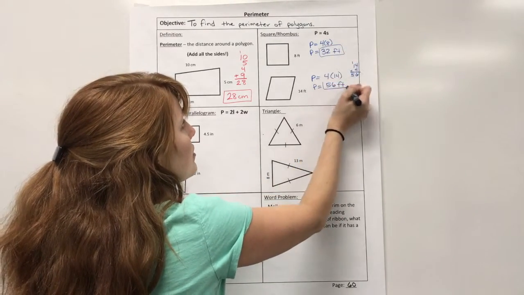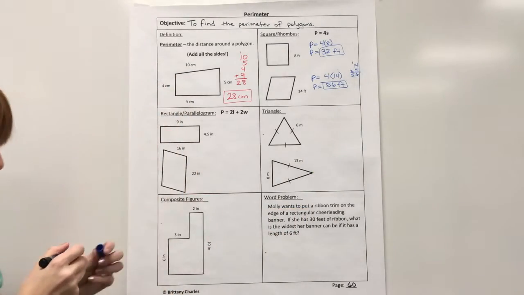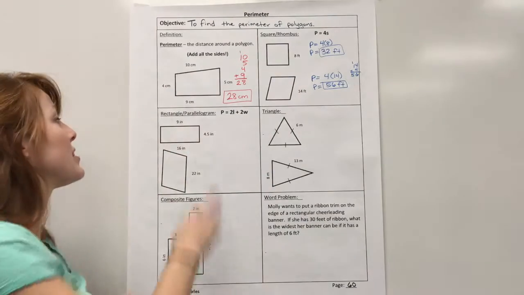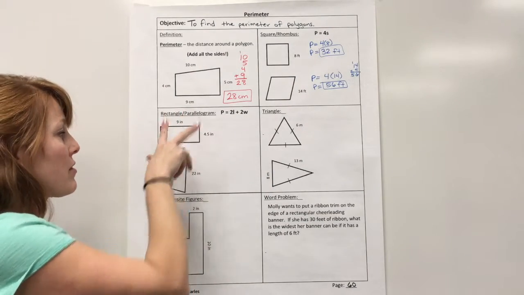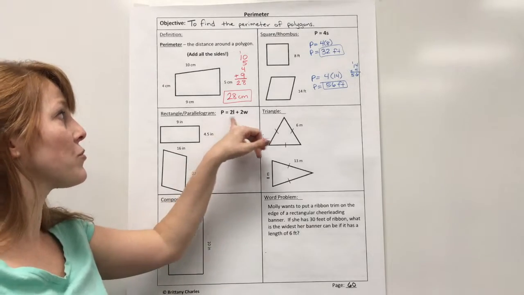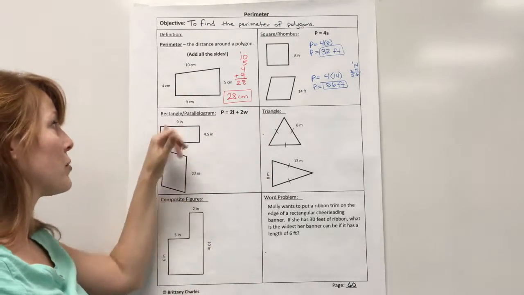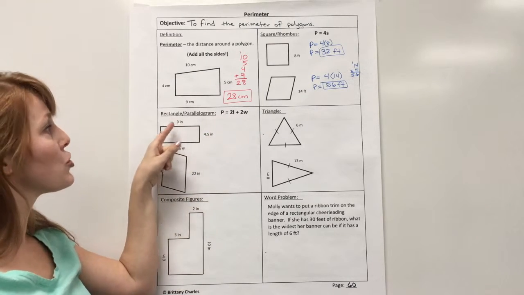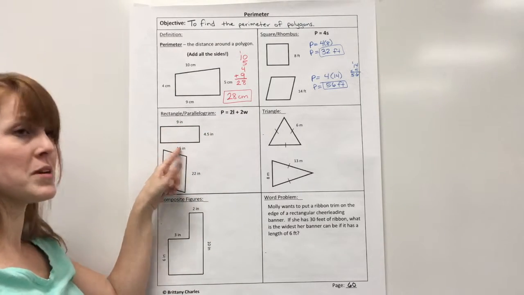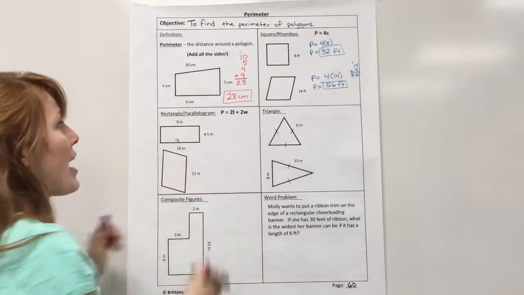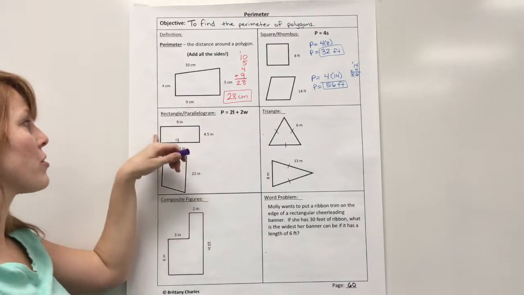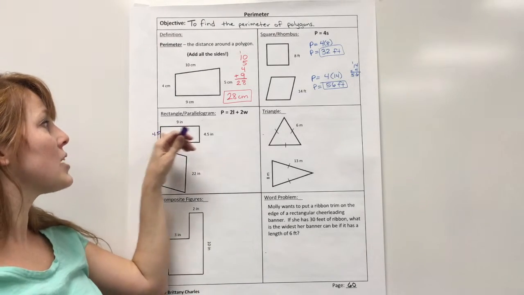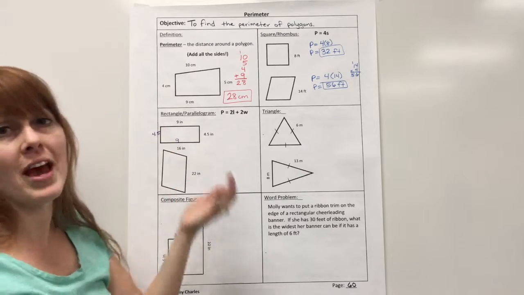Okay, now let's look at a rectangle or a parallelogram. These shapes are similar because the opposite sides are the same length. So we have this formula. You can also just label all the sides and add all the sides, but you can also use this formula since there are two lengths, 9, and this has to be 9, and two widths, 4.5, so this has to be 4.5. So I can just double the length and double the width and then add them.